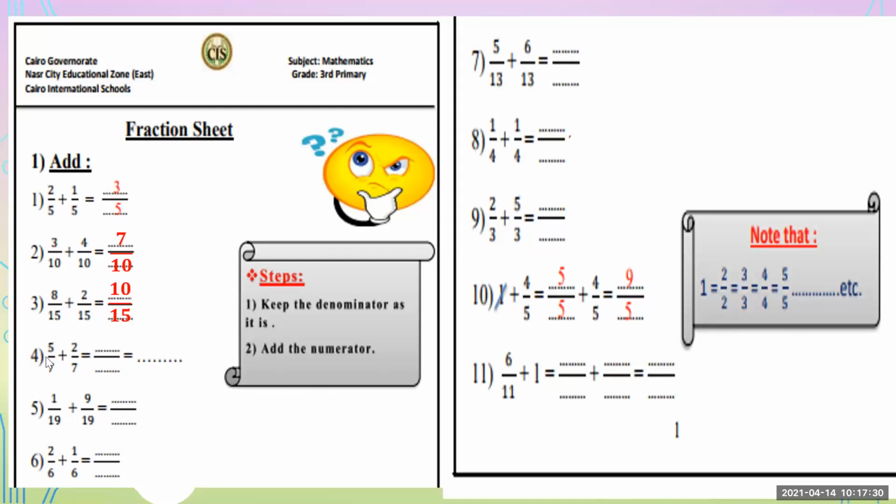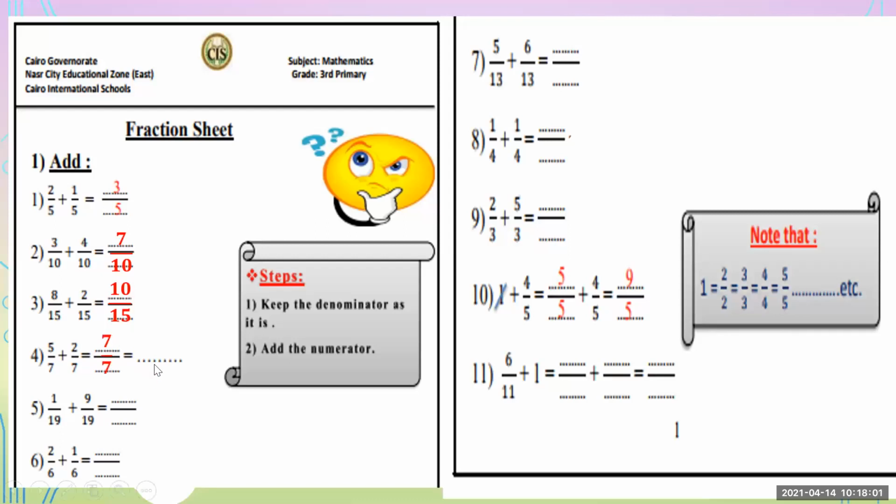Number 4. I have 5 over 7 plus 2 over 7. What should I do? I put 7 in the denominator or numerator first, my dears? Denominator. Denominator, yes. And then I will add numerators. So 5 plus 2 equals 7. So it will be 7 over 7.